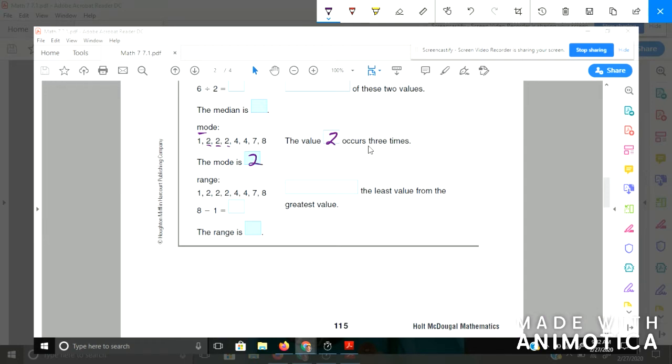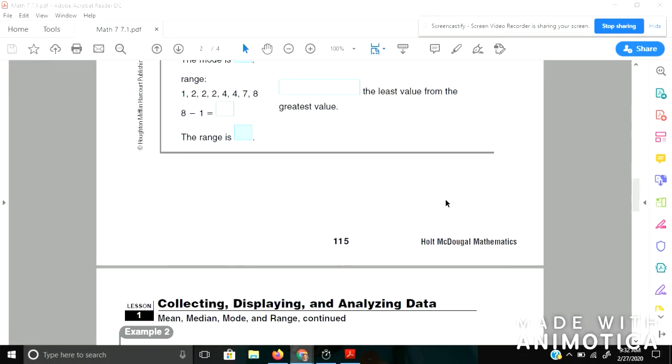And the range, remember, you just need to subtract or find the difference of the least and the greatest value. So my biggest number is 8. If I subtract 1, 8 minus 1 is 7. So the range of this data set is 7. All right. Go ahead and flip to example number 2 on the next page.